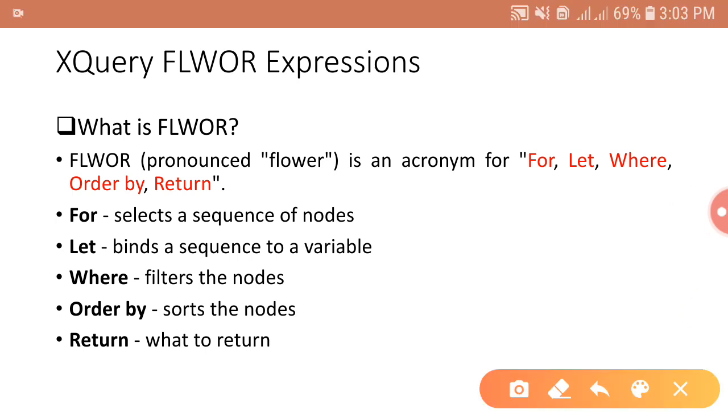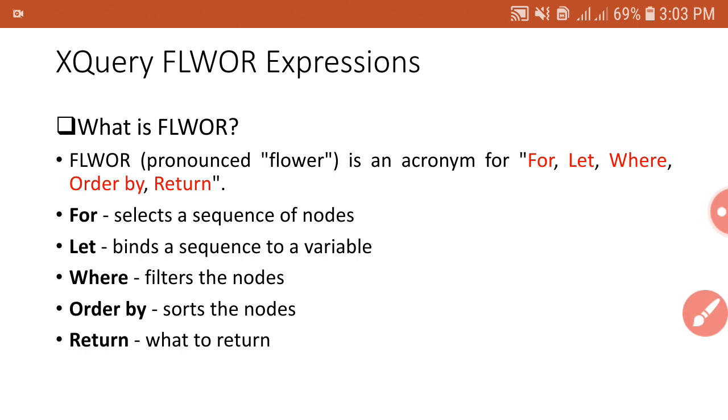In FLWOR, F is for. For selects a sequence of nodes. Let binds a sequence to a variable. Where filters the nodes. Order by sorts the nodes, and return specifies what to return as a result. So this is a FLWOR expression.